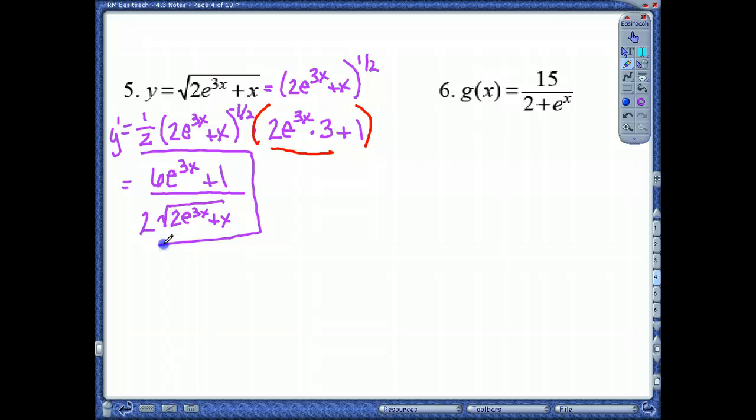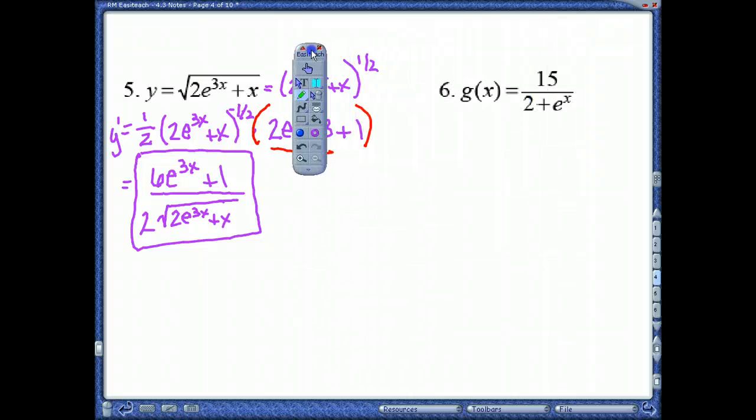But it's right, and being right makes it look a little better. Don't forget, all of that is under that radical. All right, so now that I'm working on number 6 here, let's move that over.